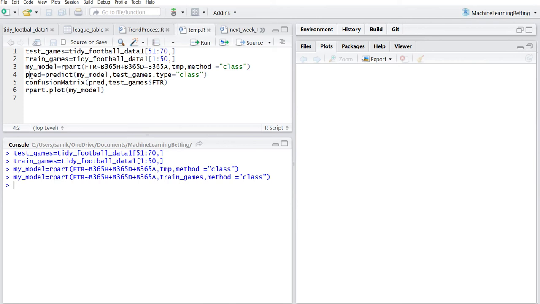Then I'm going to try and make predictions. So here it's using my model, which we just created. So that's the best model it could come up with after 50 games. So I'm using that model and I'm applying it to test games. So that's game 51 to 70. So when it's looking at these games, it has no idea what's going to happen. My model was trained only using game 1 to 50.